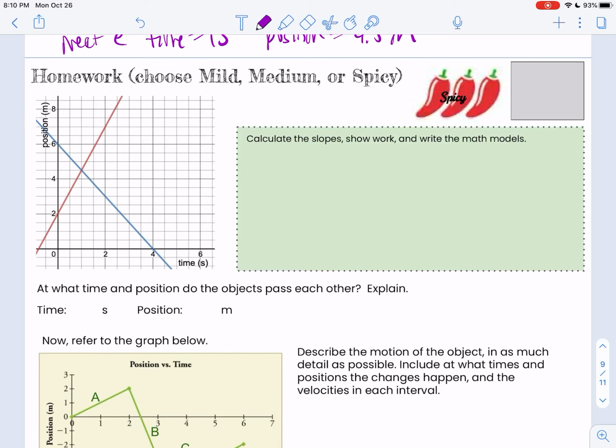All right, here's the spicy homework page. So calculate the slope, show work, and write the math models. Okay, so for the red one, let's go 0, 2, and 2, 7. I guess it looks pretty good. So this is going to be for red. It's going to be 7 minus 2 over 2 minus 0, which is 5 over 2.